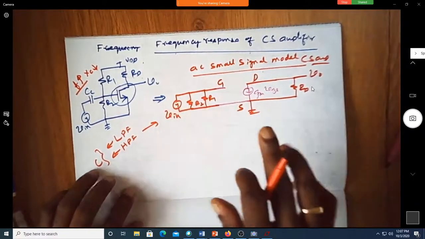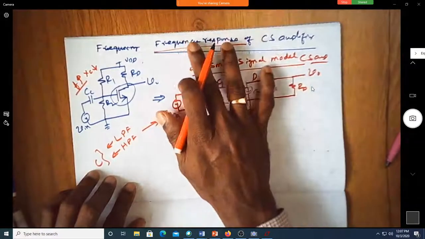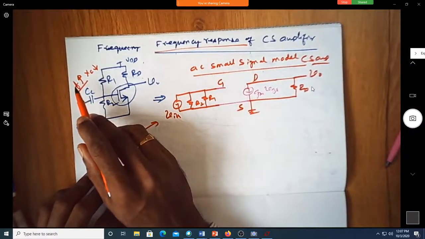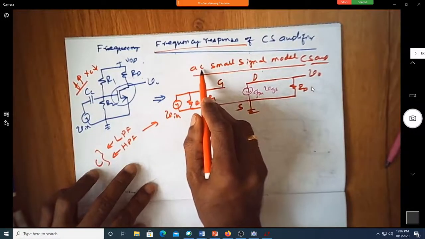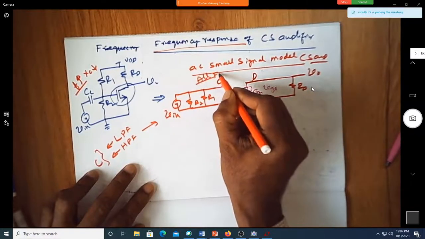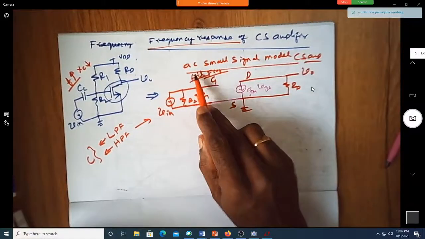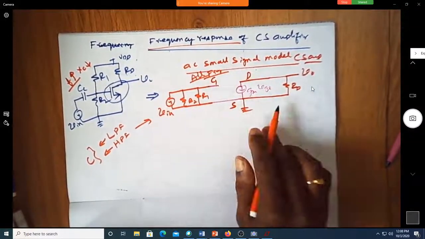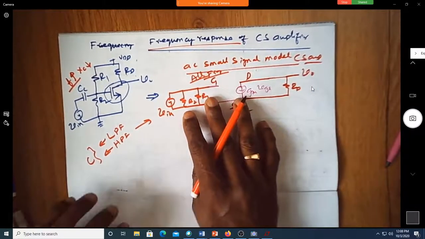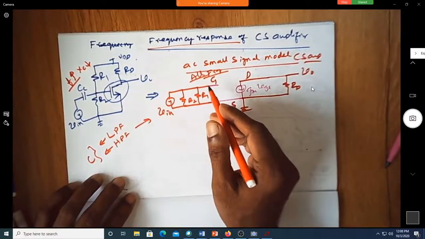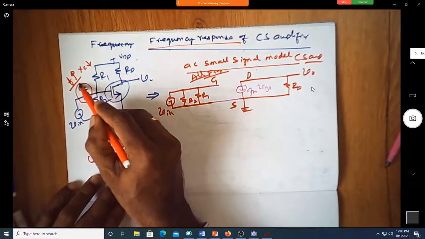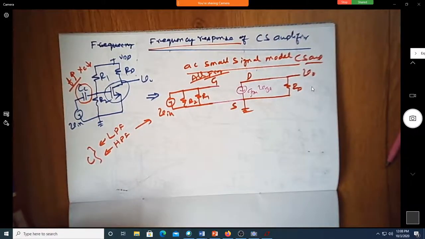But in this frequency response, you are not considering the frequency to be very high. When the frequency is not very high, I need to write the AC small signal model for all frequencies. This is one small correction I'll make for this circuit. This was the AC small signal model for high frequencies, this is for mid frequencies, and I want to write it for all frequencies. I cannot neglect this Cc for lower frequencies.